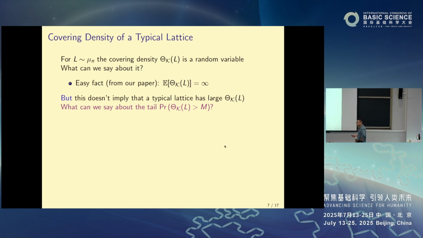What was the question? Expectation is for each n. The expectation is for each n, yes. Yeah, I mean, I don't know. Yeah, for n equals 1, there is only one lattice, right?